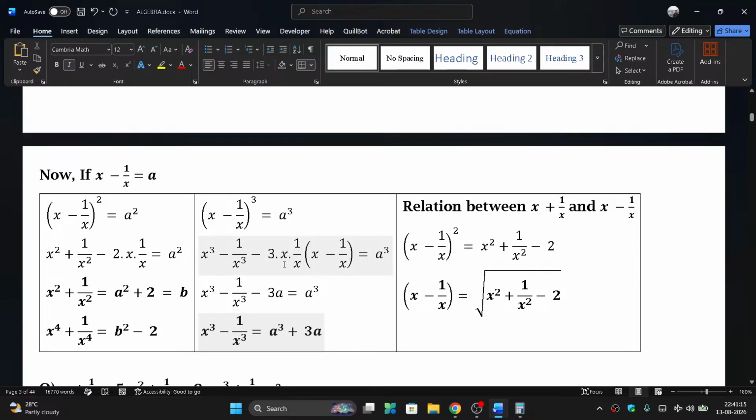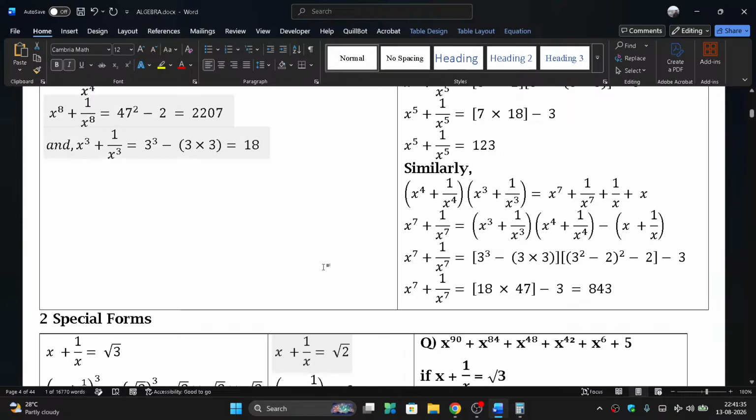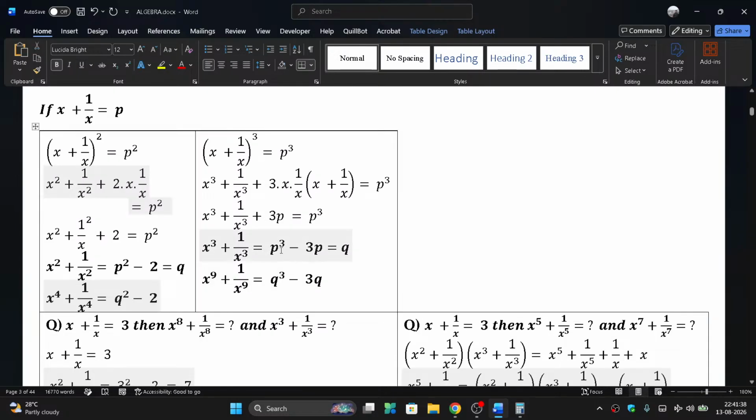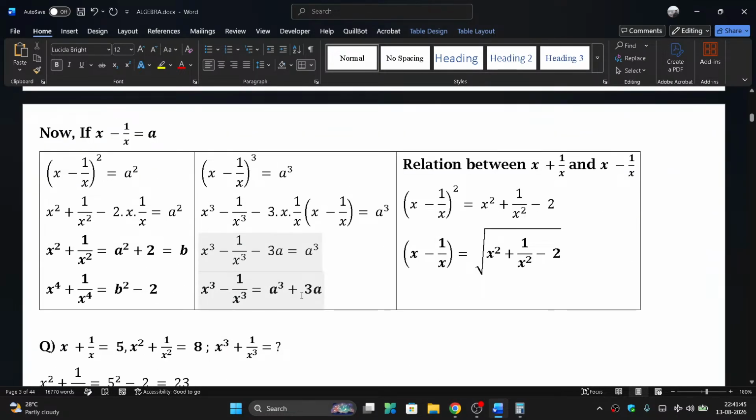So this will cancel each other, and we already know the value of x minus 1 by x. We have to put this value, and the value of x cube minus 1 by x cube equals a cube plus 3a. The same here is p cube minus 3p. Here it is a cube plus 3a. The only difference is of this sign and nothing else.